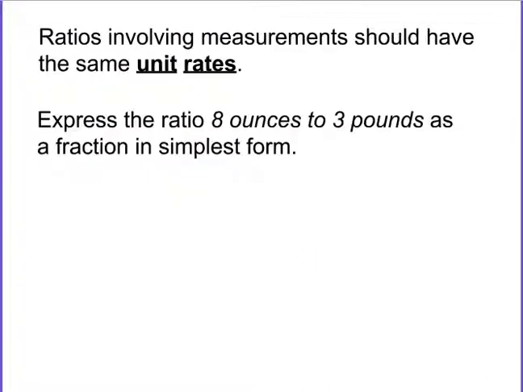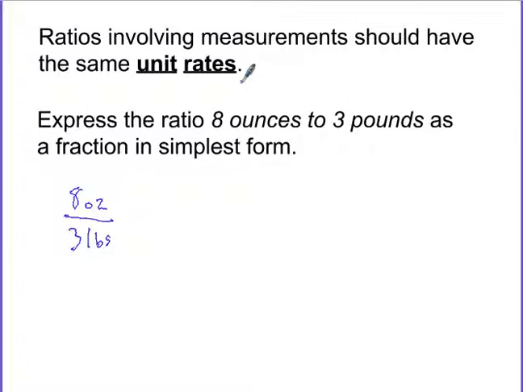All right. Ratios involving measurements should have the same unit rates. A unit is that label that we talked about on the last test when we were talking about yards and meters and feet and inches and those kind of things. Whatever measurement you're using, they need to be comparable units. You can't compare ounces to pounds. And so if we're trying to compare 8 ounces to 3 pounds, we need to get to the same unit rate.